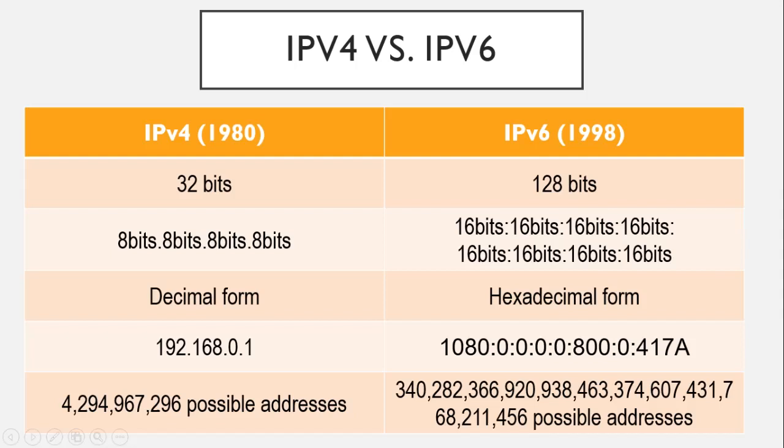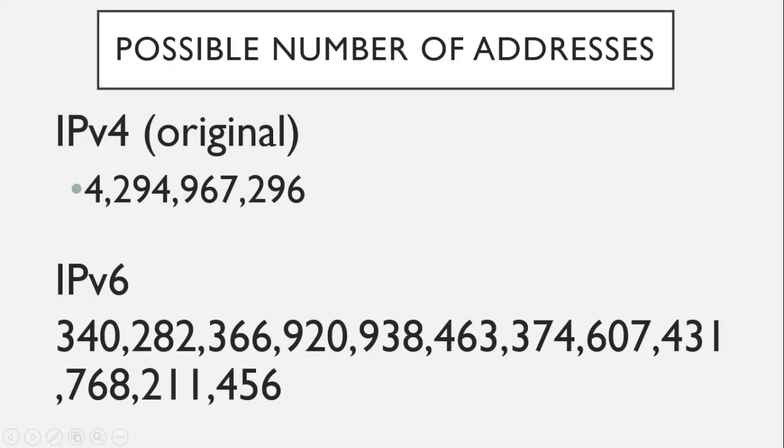Okay, so mas mahaba. And of course, since mas maraming information yung pwede nating mailagay, since mas mahaba ito, we can deduce that the possible IP addresses here will be increased. And as you can see, let us zoom this information here. With the IPv4, you can only have 4 billion. But with the IPv6, you can have as many as this one.